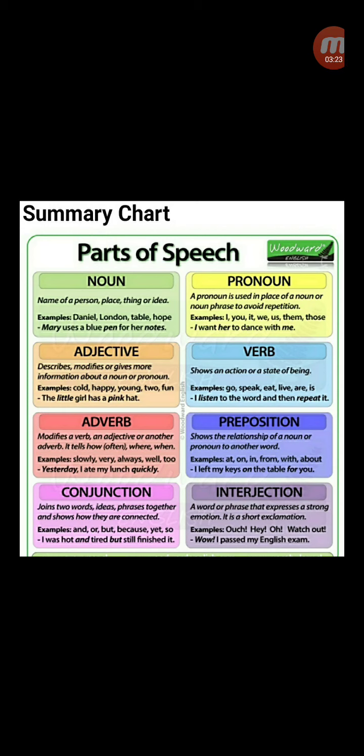Verbs show an action or a state of being. Examples: go, speak, eat, live, are, is, in which you see certain action is taking place. I listen to the words and then repeat it.